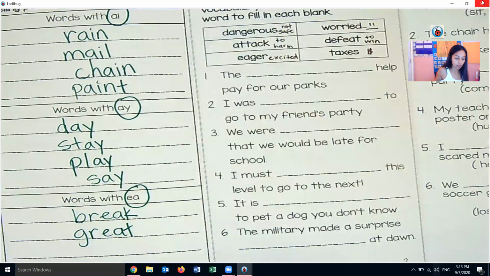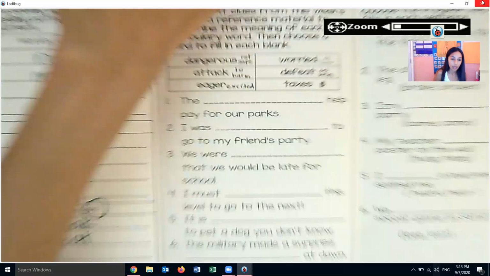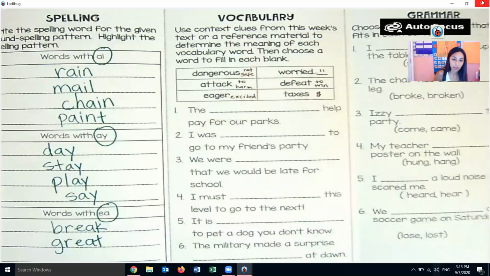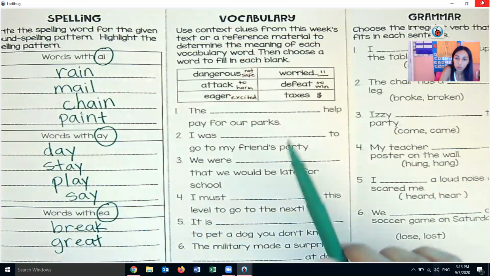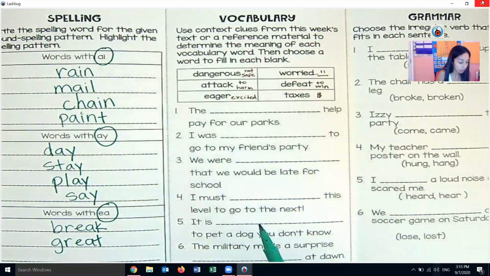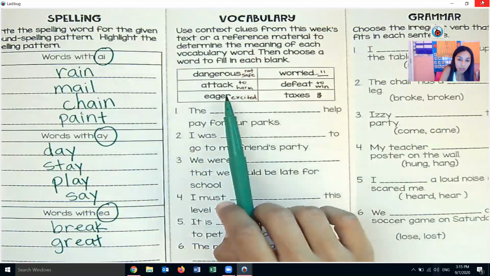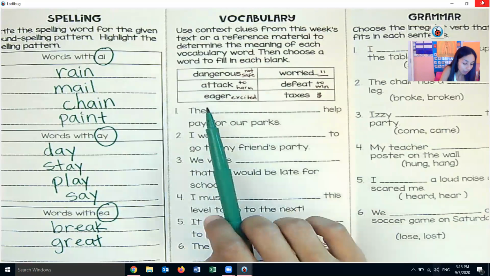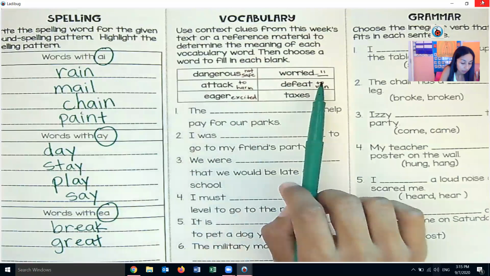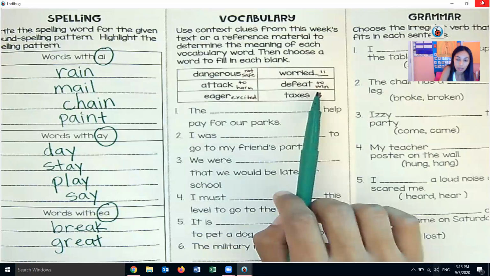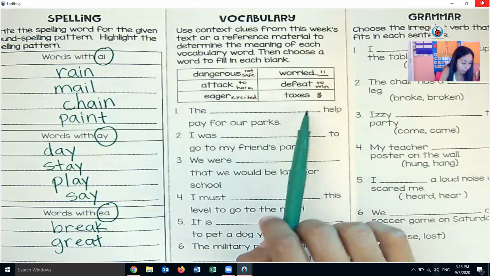That's the first piece. The next piece is right next door, and this is our vocabulary. So I wrote little notes here for definitions of these words. So we have dangerous, meaning not safe. Attack, meaning to harm. Eager means excited. Worried means like not feeling too sure about something. Defeat means to win or beat something or someone. Taxes is money being paid.